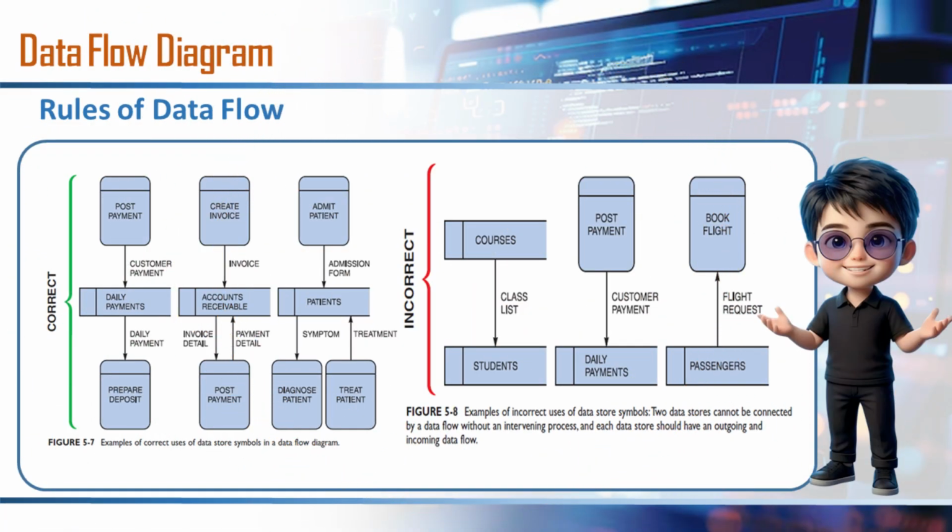Another example is the correct and incorrect use of data store symbols in a data flow diagram, DFD. Please observe how data stores are properly connected to processes through data flow arrows. A data store should not connect directly to another data store or directly to an external entity without a process in between. The data store represents where data is stored, retrieved, or updated, while the process represents the action performed on that data.